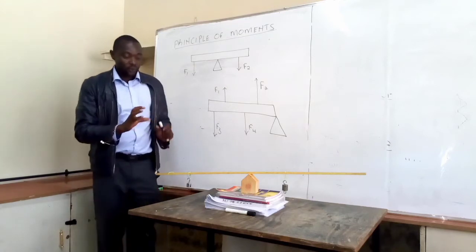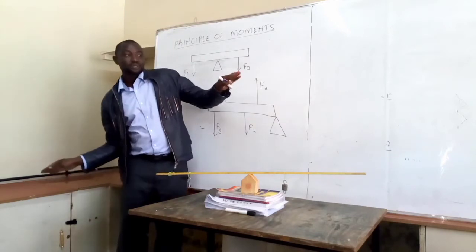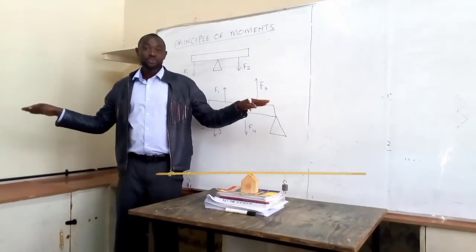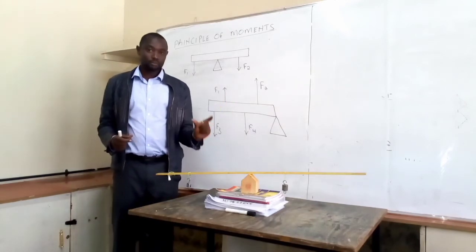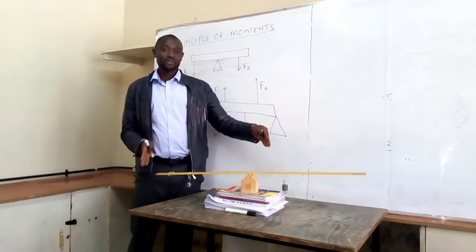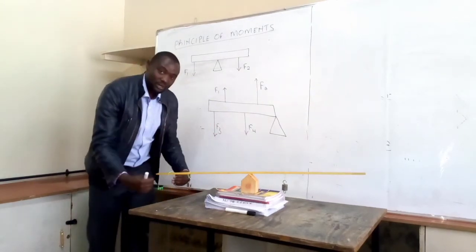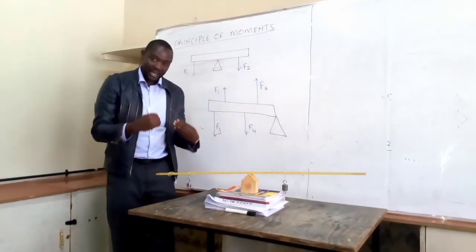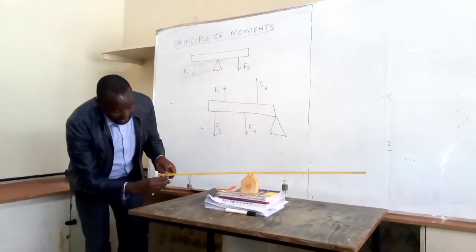And when do we have the system at equilibrium? It is when it can't turn to either the clockwise or anti-clockwise side because the two are equal. And it's at this point that we get our principle of moments. The principle simply is about a system which is at equilibrium. And it is simply that the clockwise moment will be equal to the anti-clockwise moment when the system is at equilibrium.